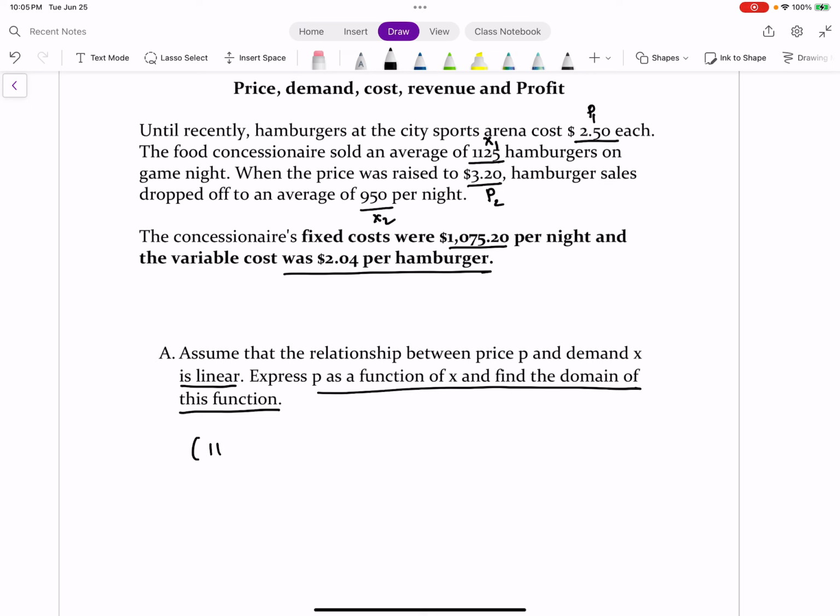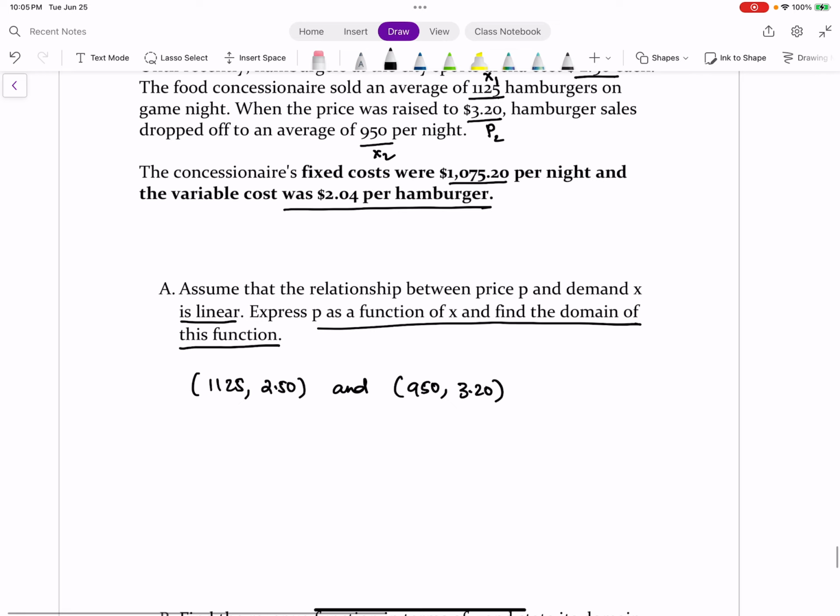That is, x1 is 1125 with 2.50, and we have 2 points. They are linear. So 950, it is 3.20. Now, if you are given 2 points and they are linear, then you can find the slope. The slope is equal to 3.20 minus 2.50 divided by, write this one, 950 minus 1125.